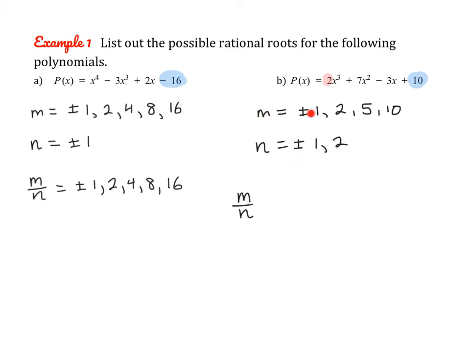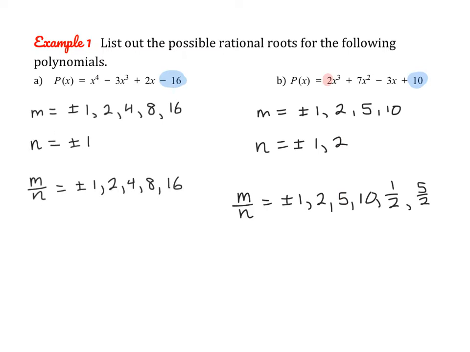So now we have to find a way to show all of the possible combinations of m over n. So I'm going to do first all of these m values over 1. So that gives us plus or minus 1 over 1, 2 over 1, 5 over 1, 10 over 1. And then we'll do the same thing. We'll do all of those m values over 2. So that gives us 1 over 2. Now if I do 2 over 2, that simplifies to 1, so we already have it. And then we have 5 over 2. That's a new one. And if we do 10 over 2, that simplifies to 5, so we already have it.